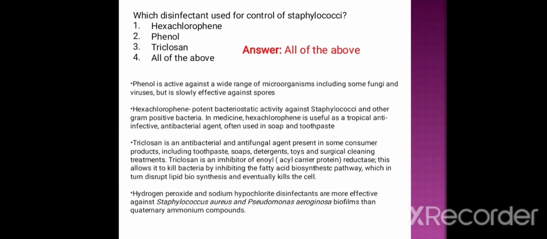Triclosan is an inhibitor of enoyl reductase. This allows it to kill bacteria by inhibiting the fatty acid biosynthetic pathway, which in turn disrupts lipid biosynthesis and eventually kills the cells. Whereas hydrogen peroxide and sodium hypochlorite disinfectants are more effective against Staphylococcus aureus and Pseudomonas aeruginosa biofilm than quaternary ammonium compounds. Next question.